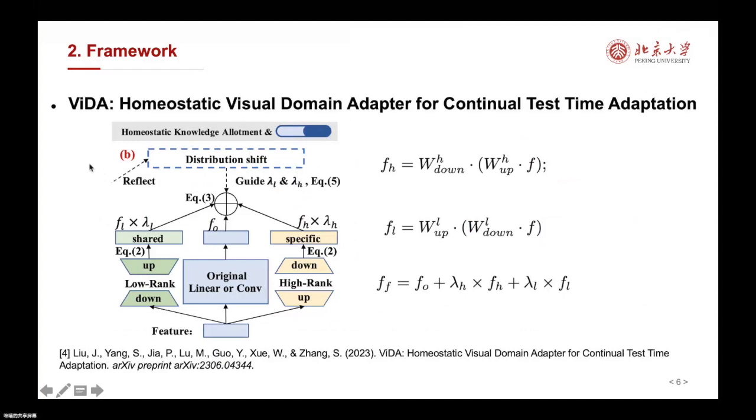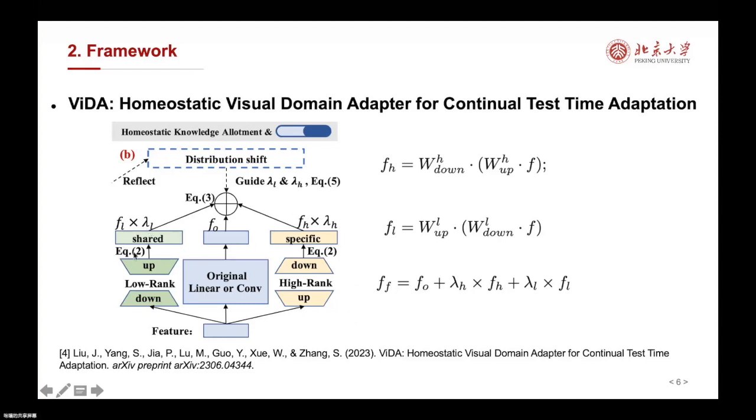The CTTA-specific adapter design follows our new paper, ViDA: Homeostatic Visual Domain Adapter for Continual Test Time Adaptation, which achieved 2 weak accept and 2 borderline accept ratings in NeurIPS 2023. To tackle these CTTA limitations and maintain the model plasticity, we tactfully design a homeostatic visual domain adapter, shown in the figure, which explicitly manages domain-specific and domain-shared knowledge in the continual adaptation process.